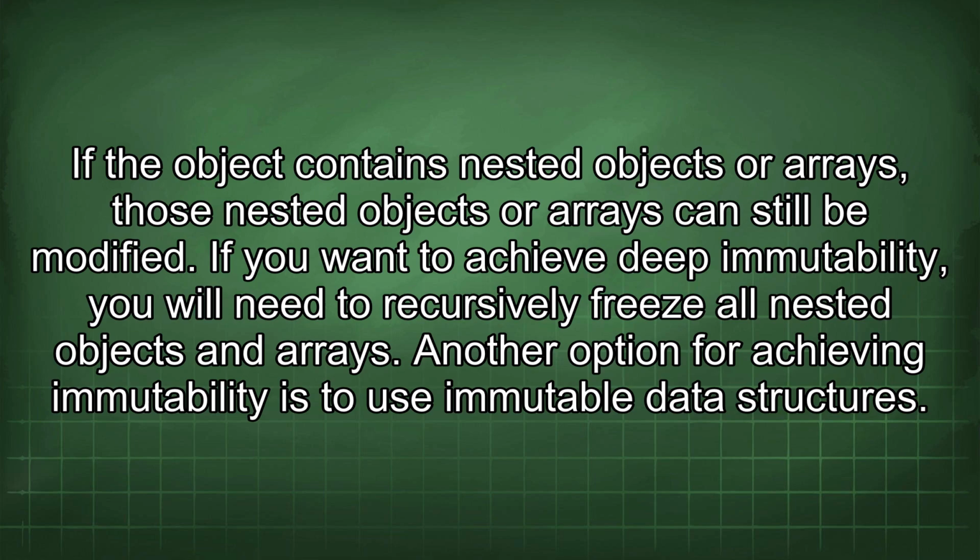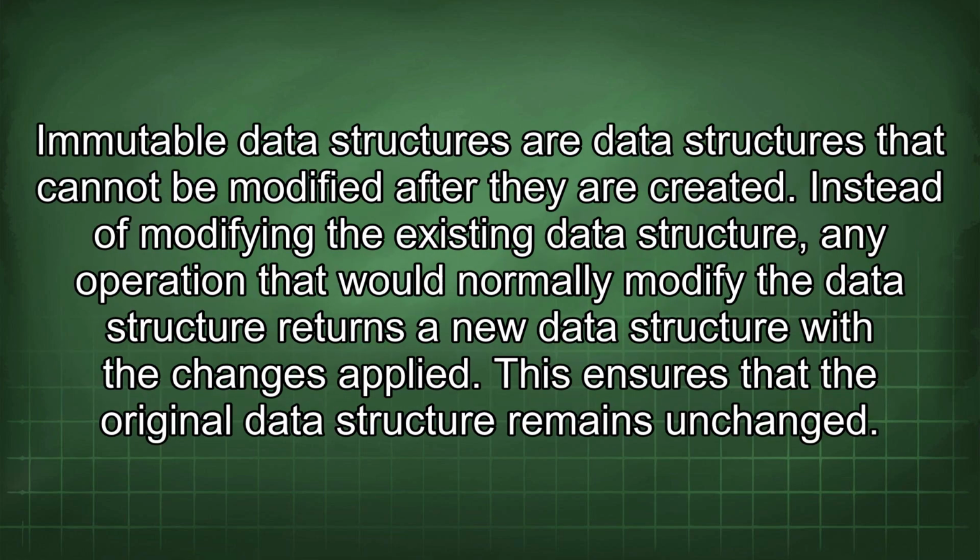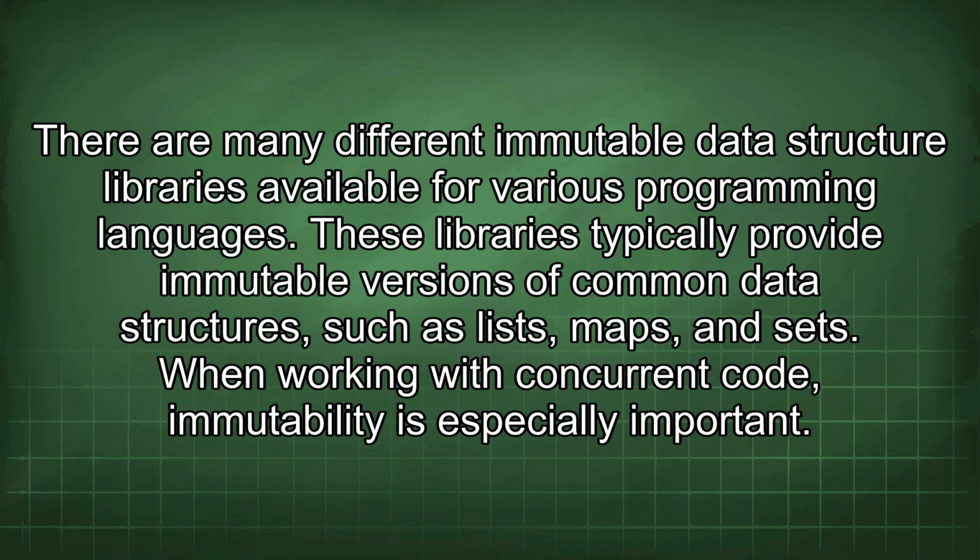Another option for achieving immutability is to use immutable data structures. Immutable data structures are data structures that cannot be modified after they are created. Instead of modifying the existing data structure, any operation that would normally modify the data structure returns a new data structure with the changes applied. This ensures that the original data structure remains unchanged. There are many different immutable data structure libraries available for various programming languages. These libraries typically provide immutable versions of common data structures, such as lists, maps, and sets.